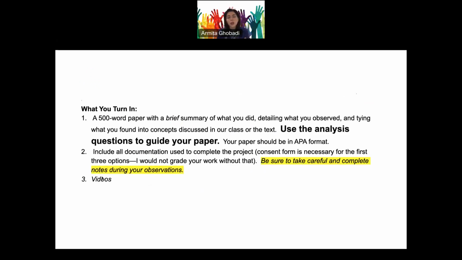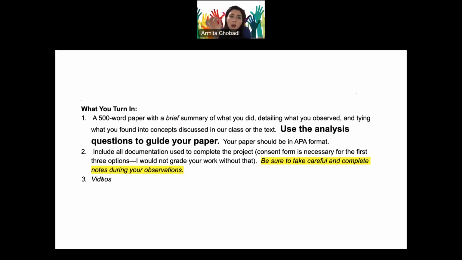Now, what you have to turn in for your final project after doing one of these 4 options. Number 1, it's going to be a paper. It has to be in APA format. It has to be at least 500 words. And I'm telling you, if you address all of the questions that I ask, it's going to be more than 500 words. But again, you have to put in a lot of your own assumptions and observations in that task, and it should be free of typos and grammatical mistakes, and it should be APA 7.